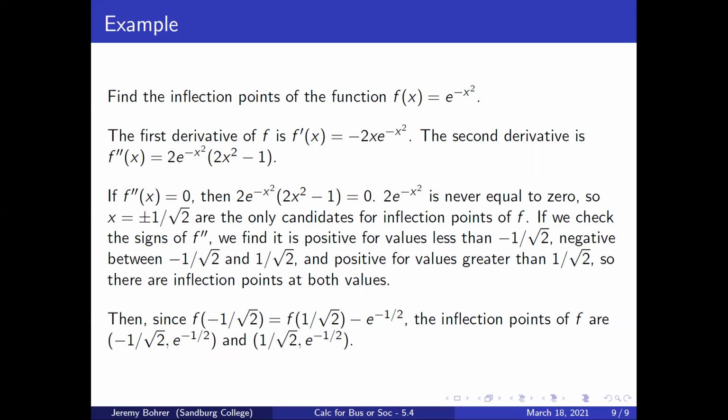Then, since f of negative 1 over the square root of 2 is equal to f of 1 over the square root of 2, which is equal to e to the negative 1/2, the inflection points of f are (negative 1 over the square root of 2, e to the negative 1/2) and (1 over the square root of 2, e to the negative 1/2).